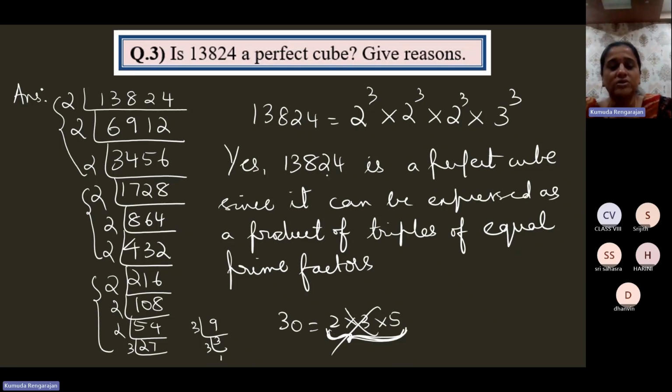Yes, 13,824 is a perfect cube because it can be expressed as a product. Product, because we use the multiplication sign. Okay, product of triples of equal prime factors. Every prime factor occurs in triples. So it's a perfect cube.